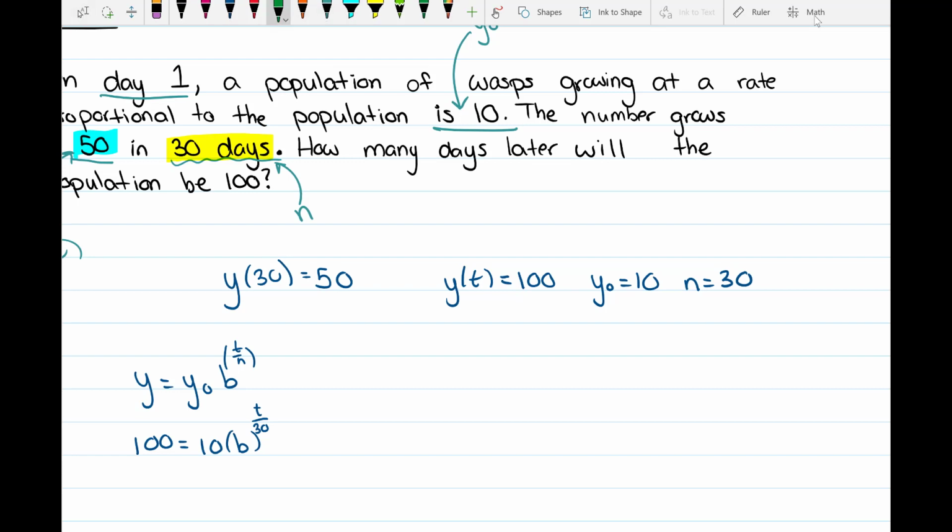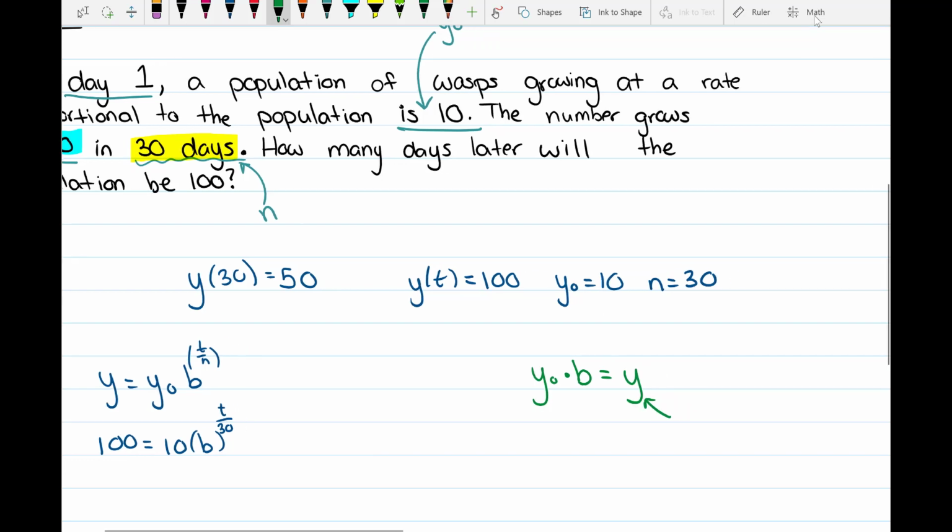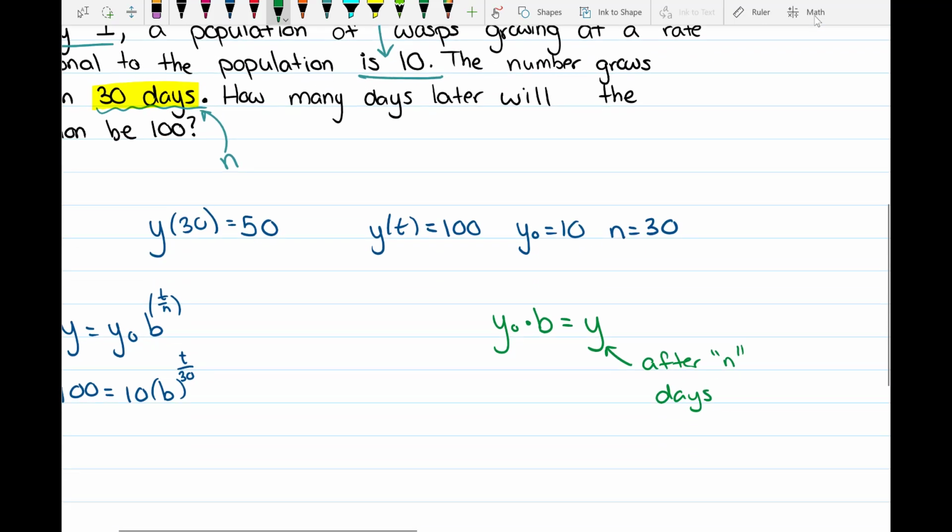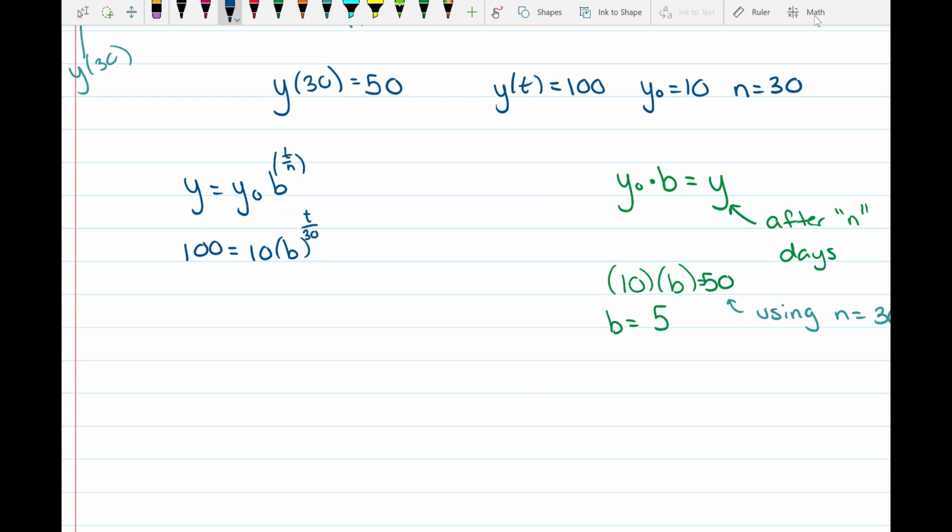Well, remember, we have a formula that says y naught times b is going to be y, where this y is after n amount of days. So y naught is 10, and b we don't know. And after 30 days, we're going to have 50 wasps. So again, this is using n equals 30. So if I do the math, I can get b is equal to 5. So plugging that back into my equation, I get 100 is equal to 10 times 5 to the t over 30. So 10 is equal to 5 to the t over 30.